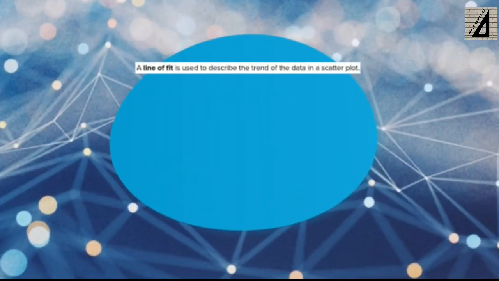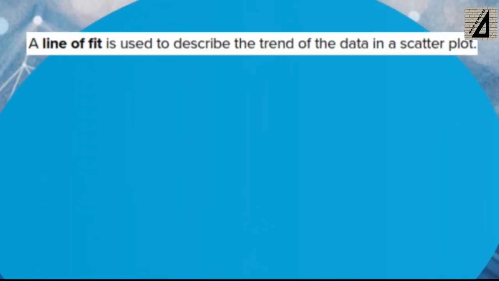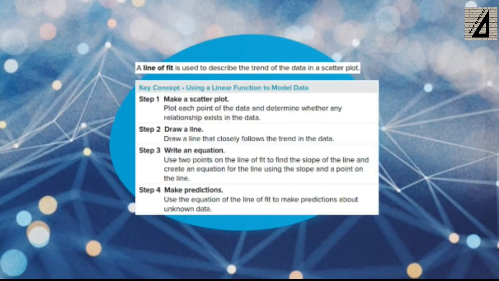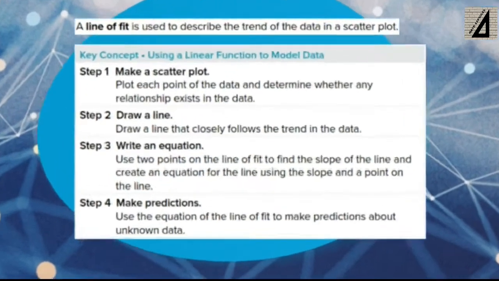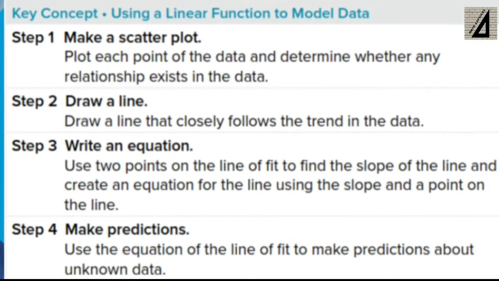Now let's look at lines of fit. A line of fit is used to describe the trend of the data in a scatter plot. So what does it mean? Here are the steps to make a line of fit. First of all, we make a scatter plot, so we plot the points of the data.